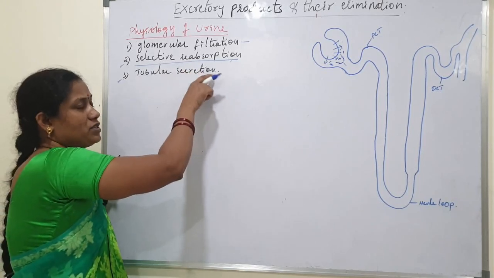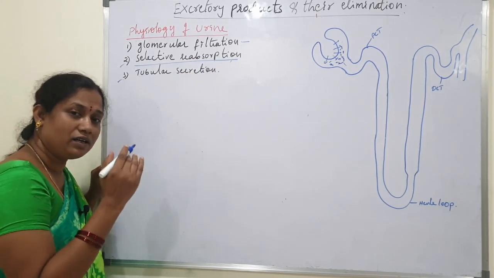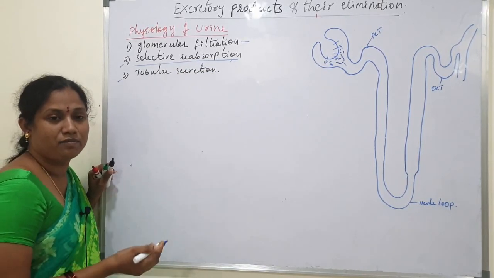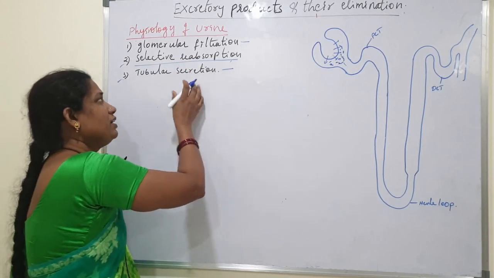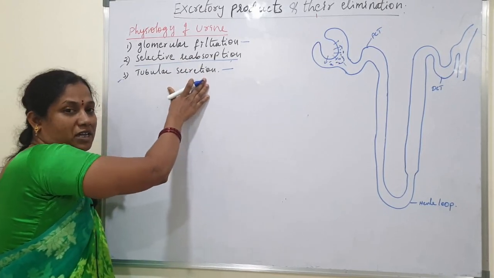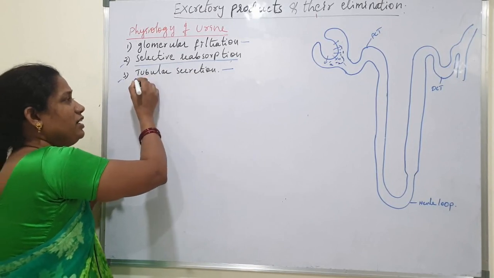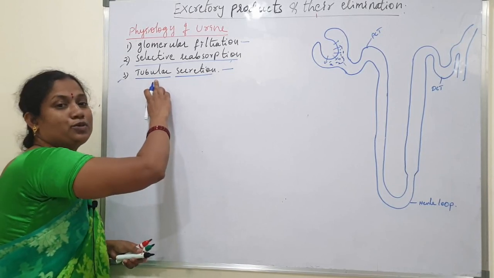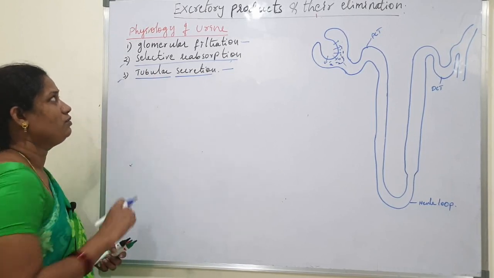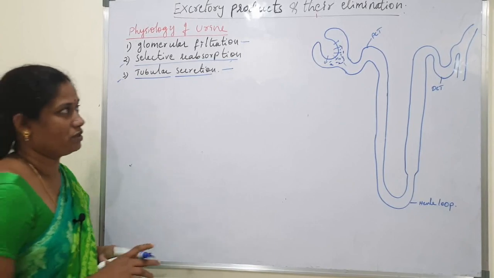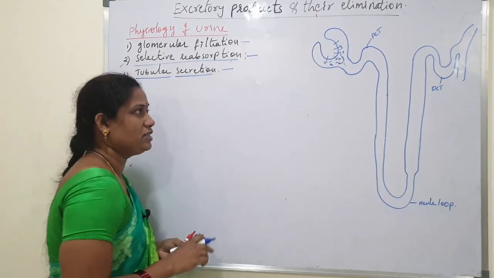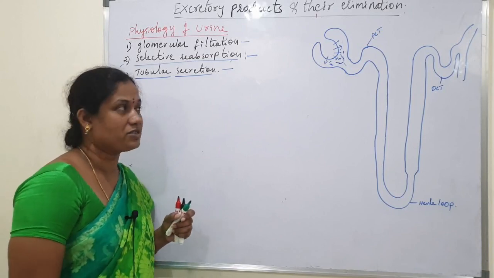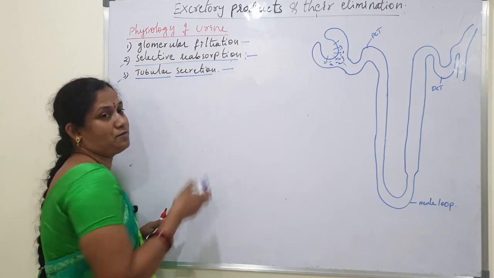After this process, what will happen? Some ionic imbalance takes place due to the reabsorption process. To maintain the ionic balance and also the pH balance, the renal tubule secretes some substances. That is called tubular secretion. First of all, we will learn about selective reabsorption, which means reabsorption of the essential components present in the filtrate.